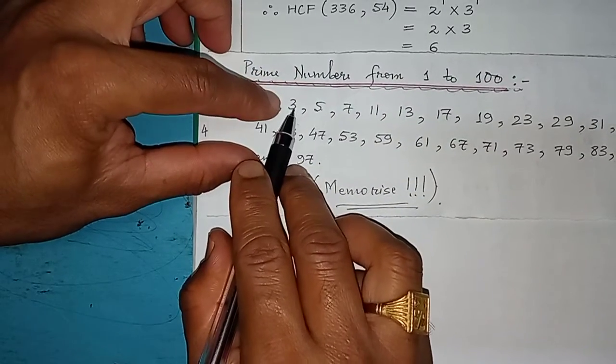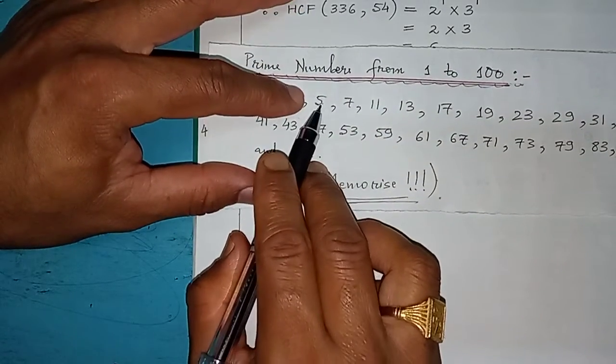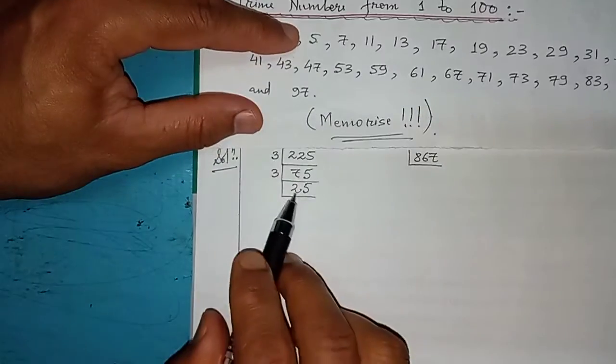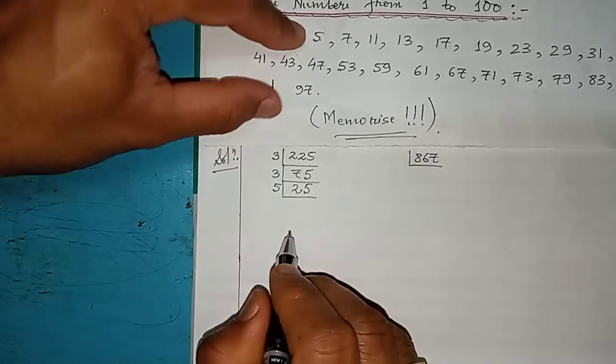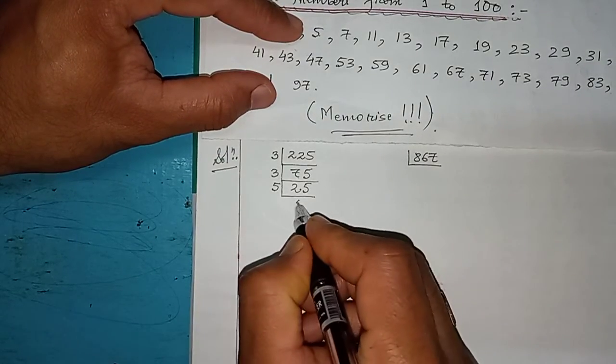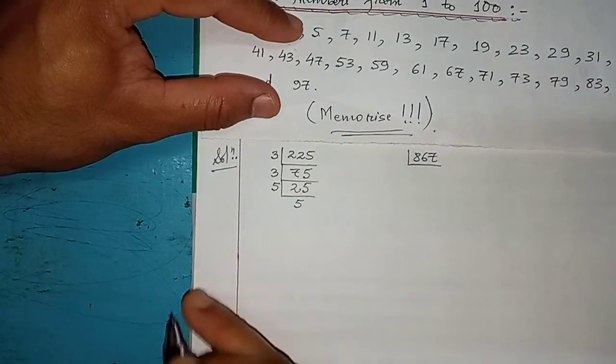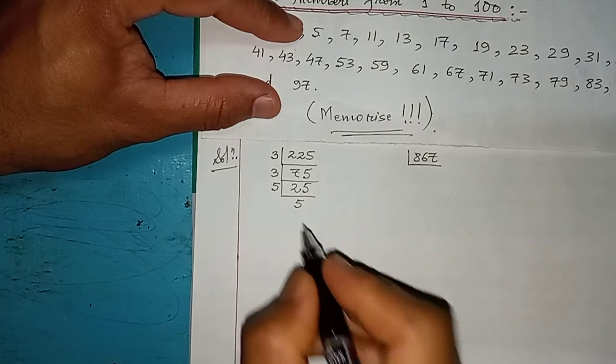If you cannot divide by 3, then you go to 5. Can you divide this 25 by the prime factor 5? Yes, by the prime number 5, yes, because most of you know the table of 5. So 25 comes in the table of 5. So 5 5s are 25. Okay. Now 5 is coming.